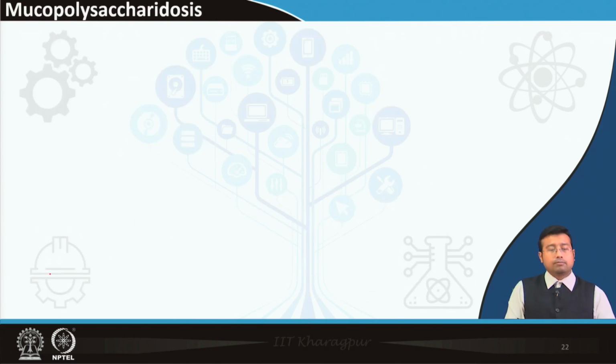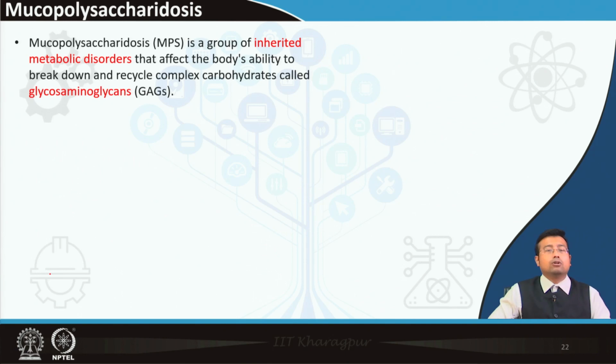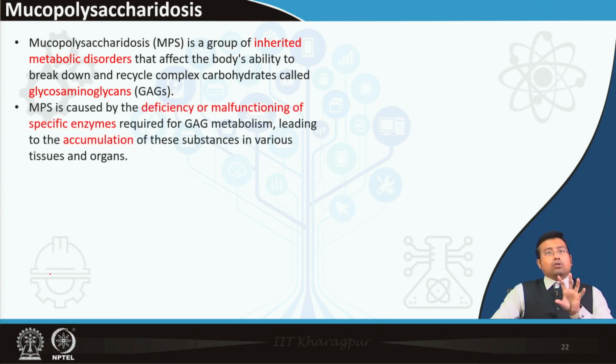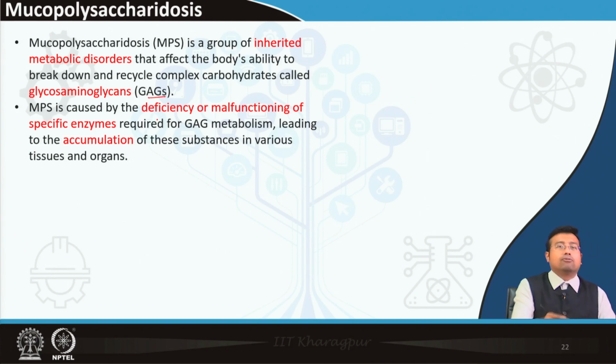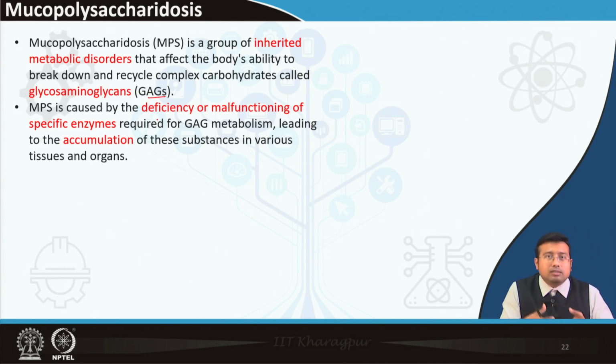Okay. Next, we move on to mucopolysaccharidosis. Again, these are storage disorders. Okay. So, inherited metabolic disorders due to the defective ability of the body to break down complex carbohydrates, okay, that are also known as glycosaminoglycans. So, when the enzymes that are actually degrading the glycosaminoglycans or GAGs are deficient, what will happen? The intermediate products of glycosaminoglycan breakdown will be accumulated.